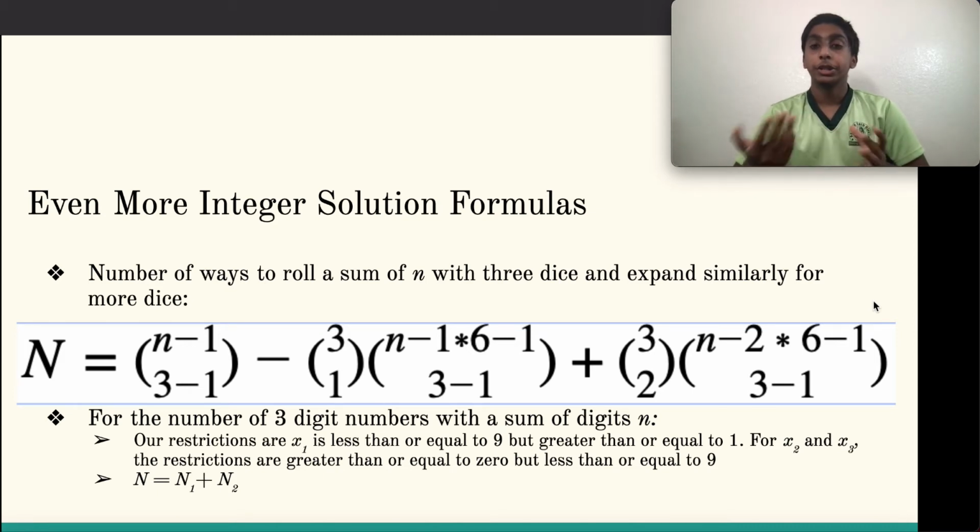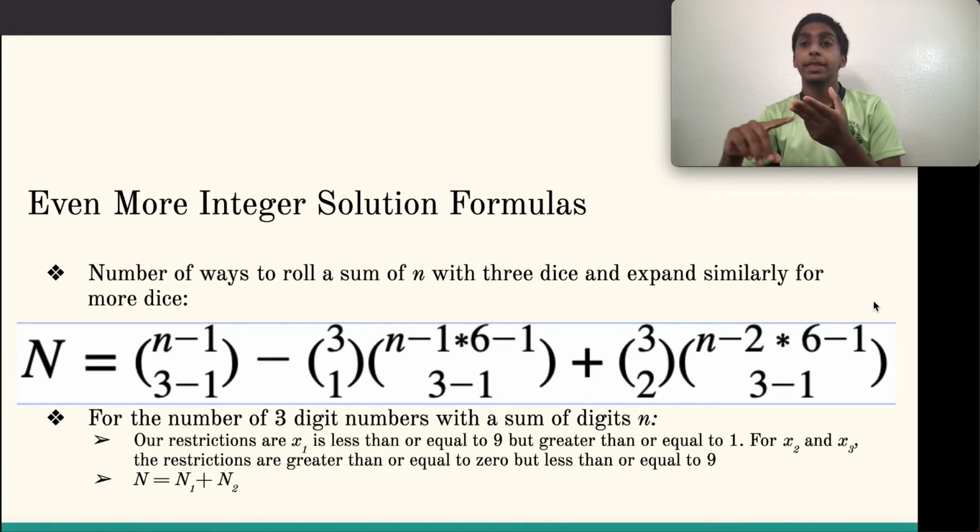Now, the number of 3-digit numbers with the sum of digits equal to n. So for example, if you have the number 111, so that's 1, 1, 1 in the digits, right? When you add that up, you get 3. So in this case, your n is 3. And they'll ask you, how many 3-digit numbers are there that add up to have a sum of 16 or something like that.